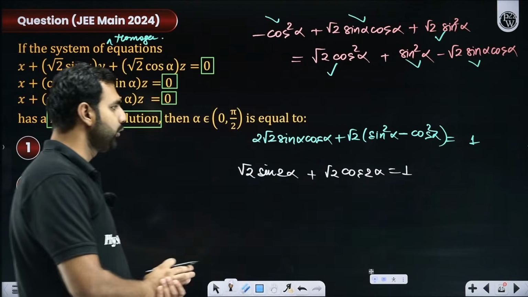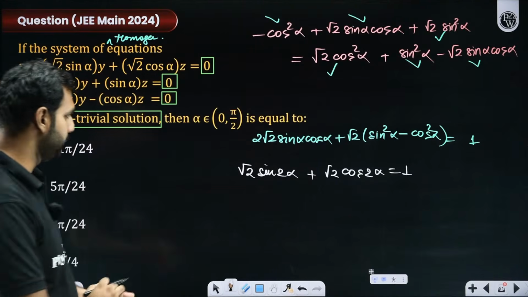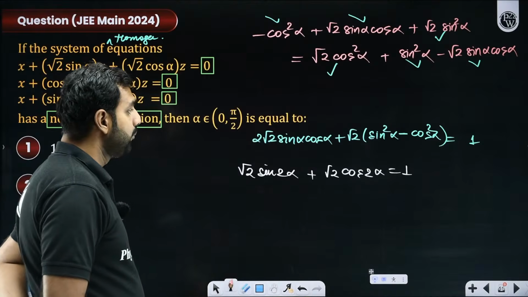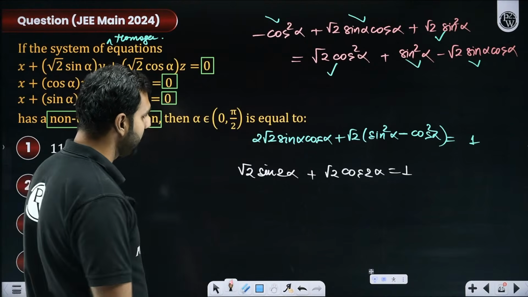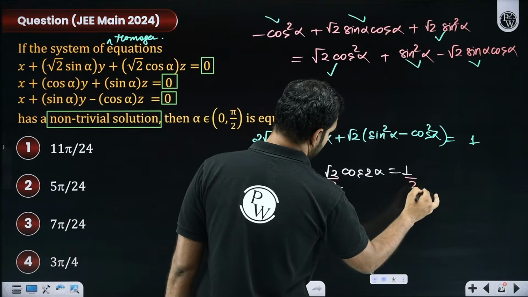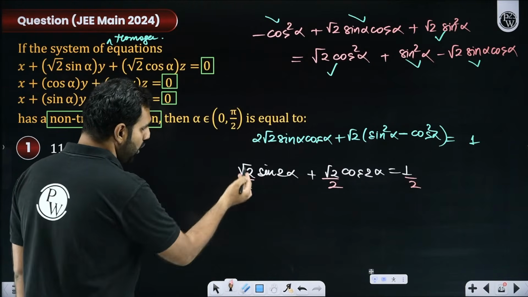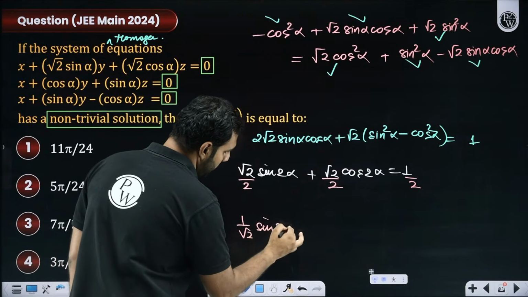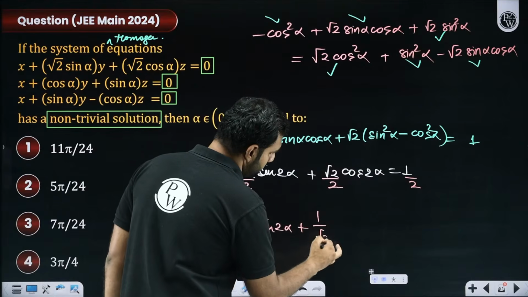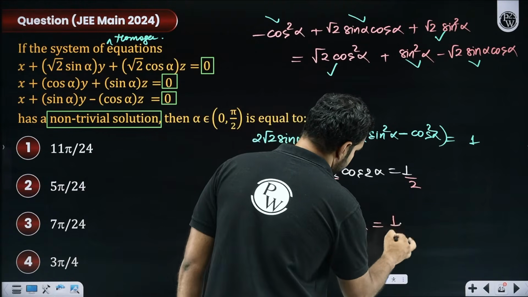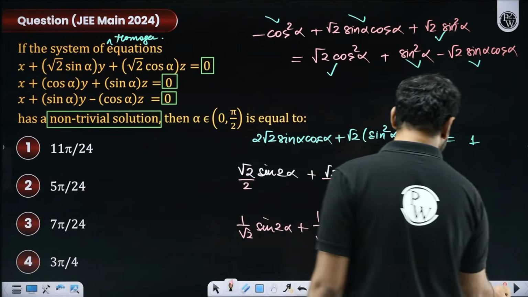Now one thing I'm willing to do here is, if I divide both these sides by root 2, sir, why are you doing this? Sorry, both these sides by 2. If I divide both these sides by 2, so this is root 2 by 2, this is root 2 by 2, this is 1 by 2. Sir, why are you doing this? Have patience, you'll understand. Root 2 by 2 is 1 by root 2, so this is 1 by root 2 sin 2 alpha. This is 1 by root 2 cos 2 alpha, and this is clearly nothing but 1 by 2. That is what I have received and gotten.